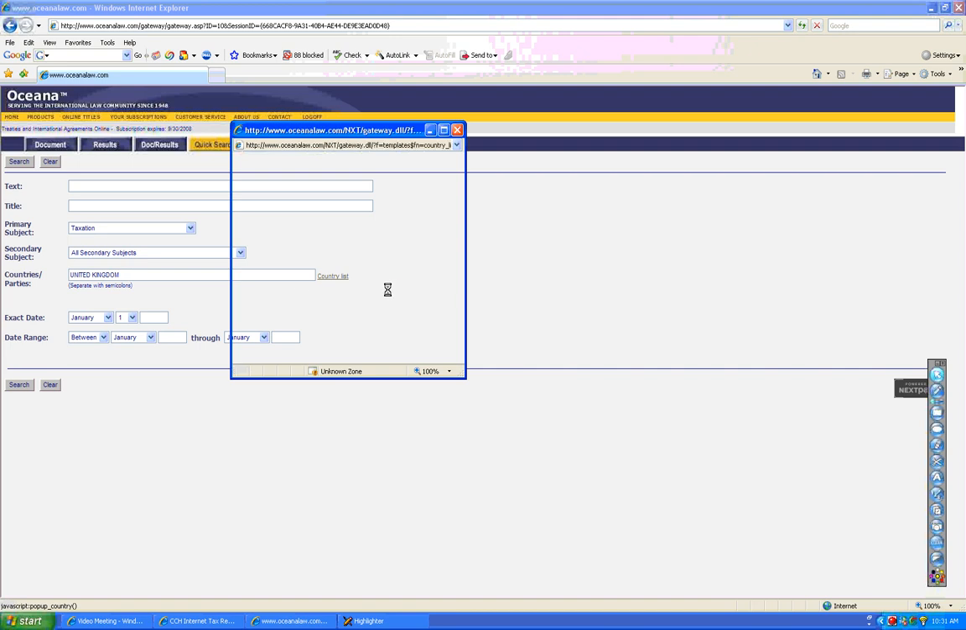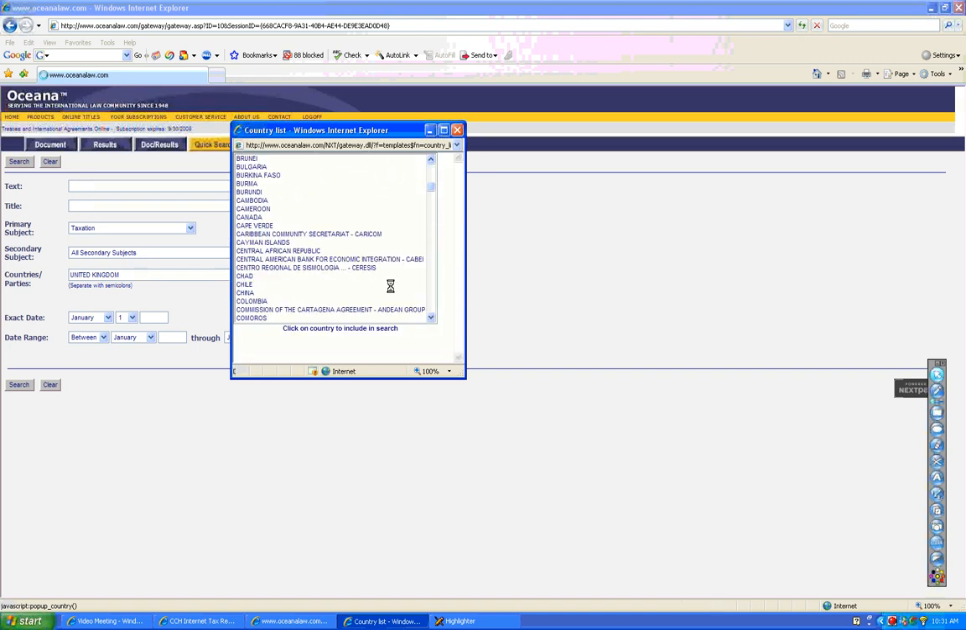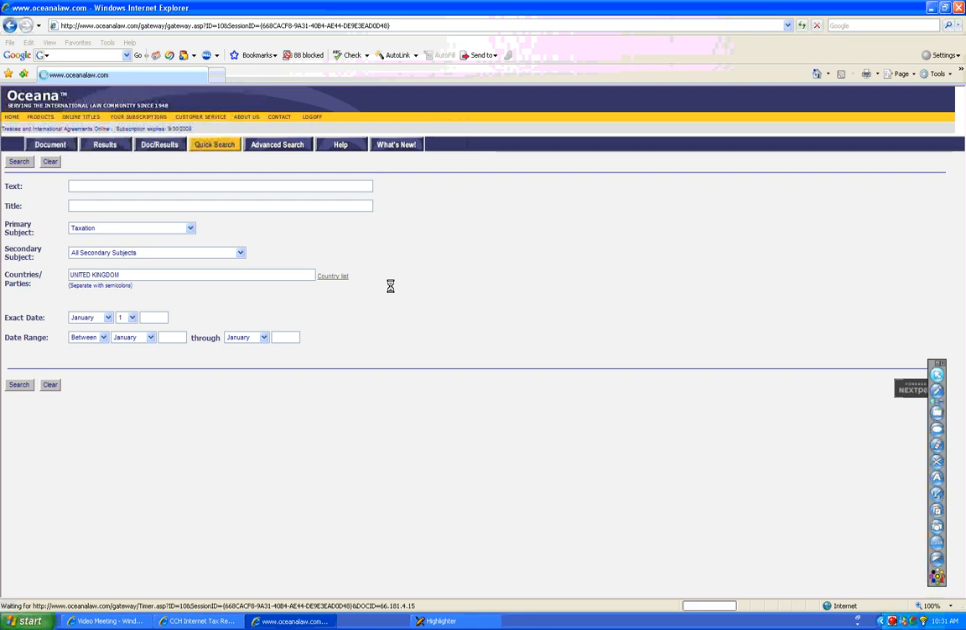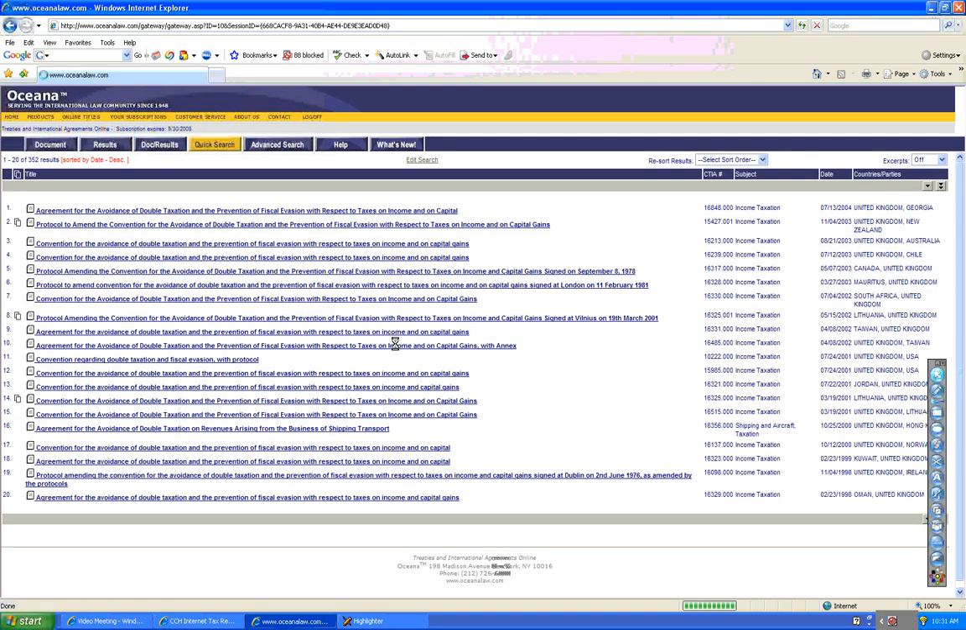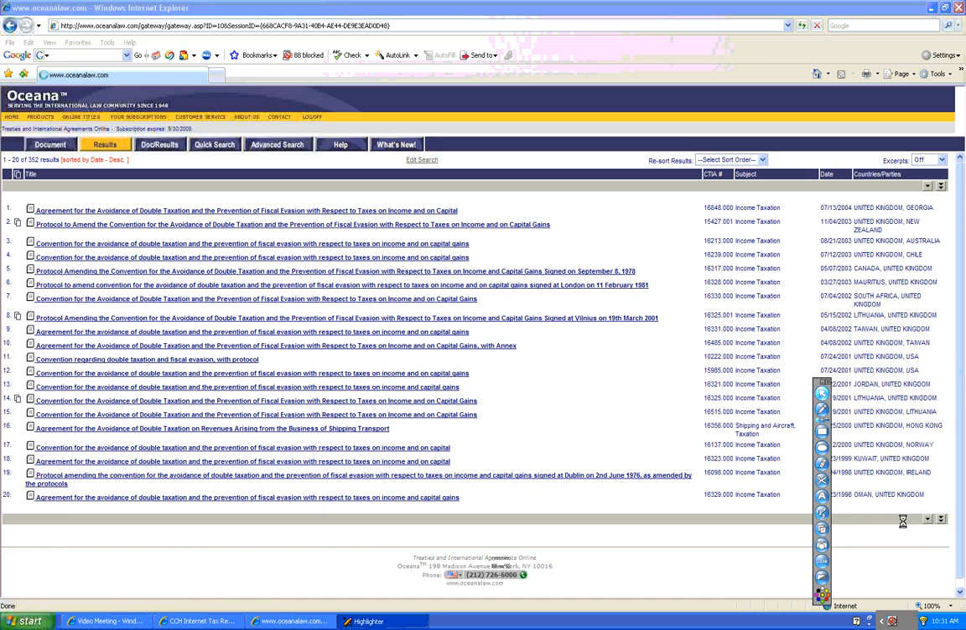However, it is taking far too long for my pop-up. There it is. Scrolling down. Well, it didn't like that. Okay, I'm just going to go ahead and search with my United Kingdom. And once I'm in the United Kingdom, all I have to do is scroll down to United States and choose that treaty. So on your screen, you see the Oceania page now. I'm clicking the next arrow button, and there it is, United Kingdom, USA. Convention, avoidance of double taxation.